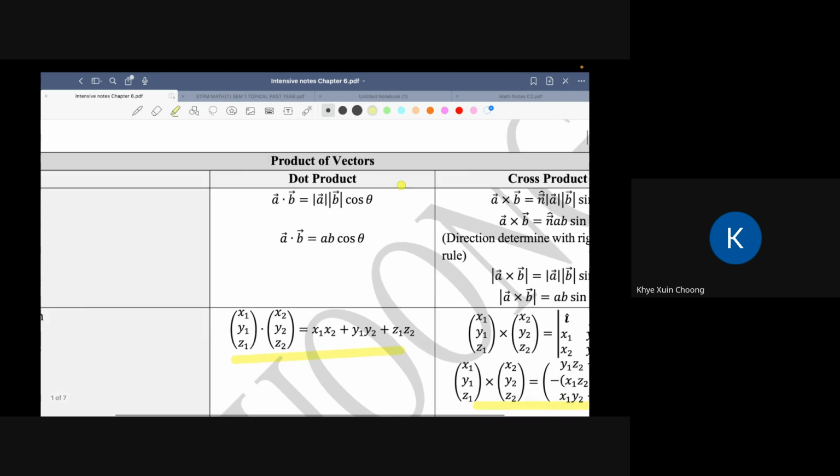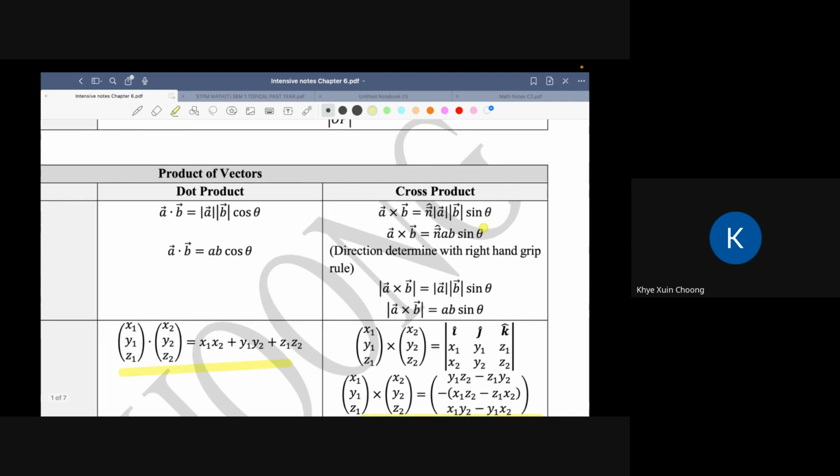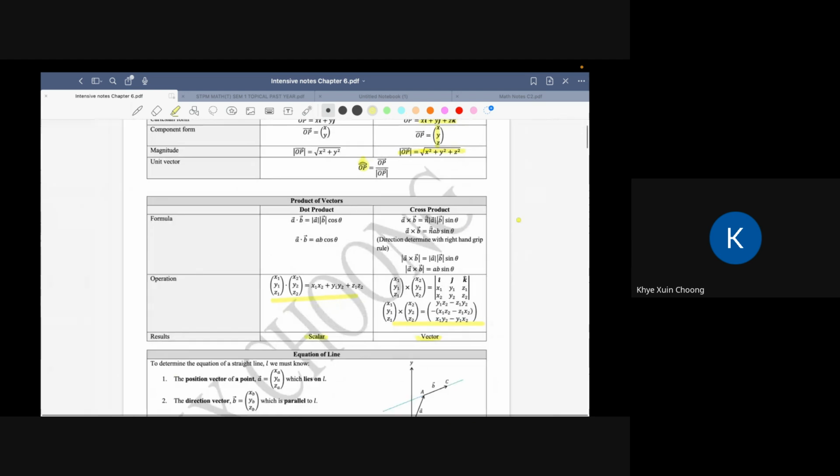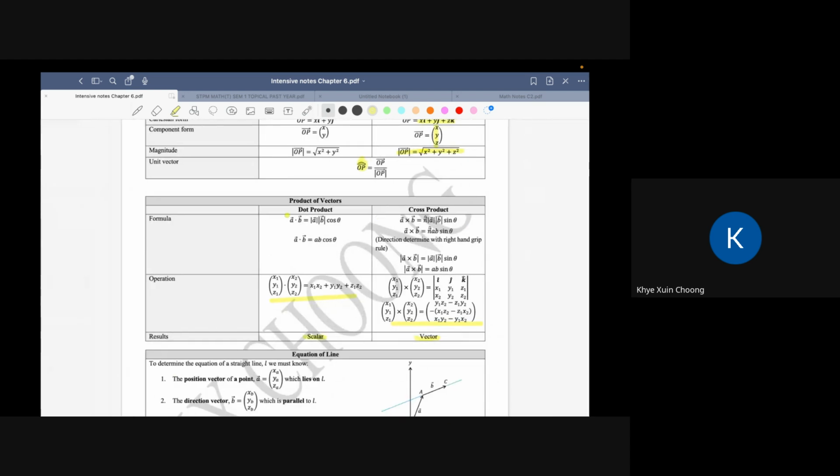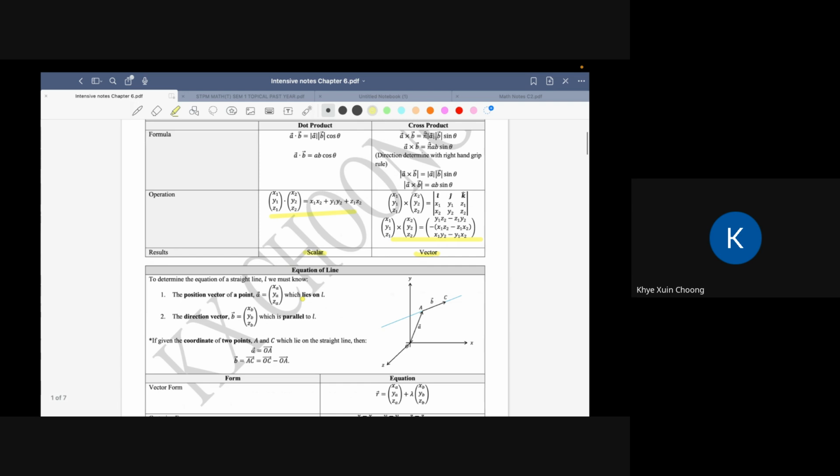For cross product, it is the opposite. They only multiply the 90 degree vectors. If you have parallel vectors, the cross product of parallel vectors will be 0. But normally we seldom use cross product to show something is parallel. We use dot product to show that two vectors are perpendicular.